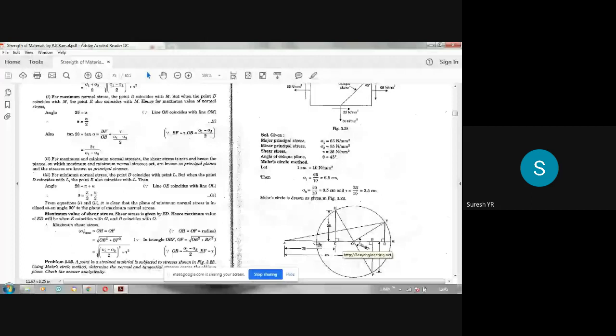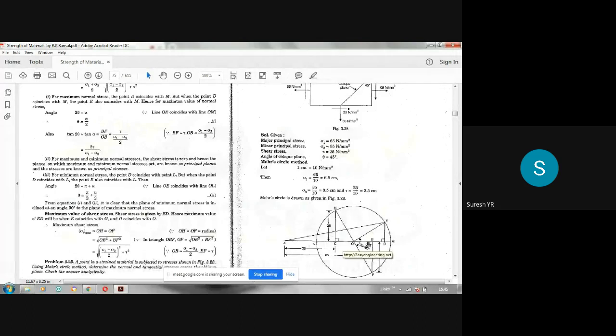So that sigma y, since both are tensile, we are plotting on the same side. If it is compressive, we have to plot on the other side. Left side we have to plot. You have to extend like this. But then A cannot be taken at the extreme left. It has to be started from somewhere here.